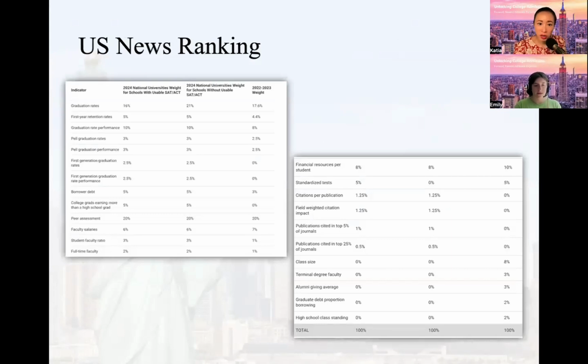And let's move on to the US News ranking. Say graduation performance, yeah, that matters. And full-time faculty, yes, that matters. But the Pell graduation rate or citations per publication, that's not our business, honestly speaking. For high school students and terminal degree faculty, that's not our business either.